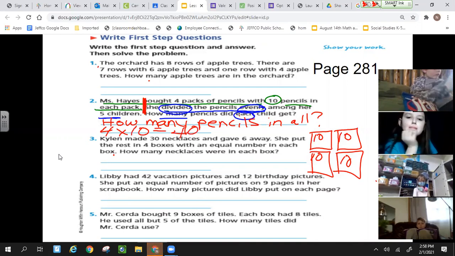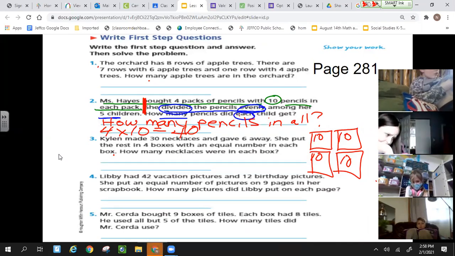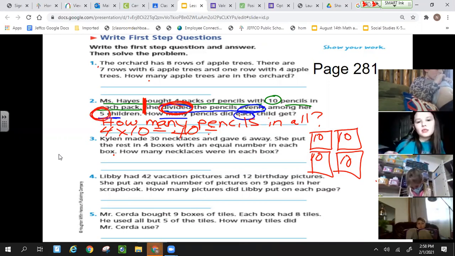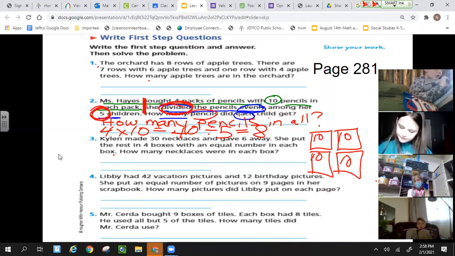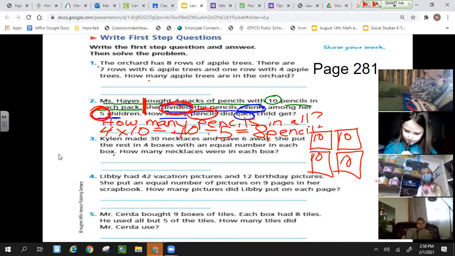40. But we're not done because, like Evie said, there's a key word here for our second step. What does it say? Divided by how many children? 40 divided by 5. How many 5s are in 40? That should be easy, Lucas. What do you think? Count by 5s till you get to 40 if you don't remember. Very good. And what's our unit? Pencils.